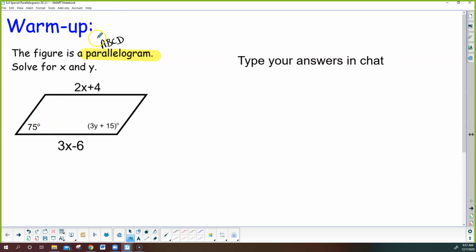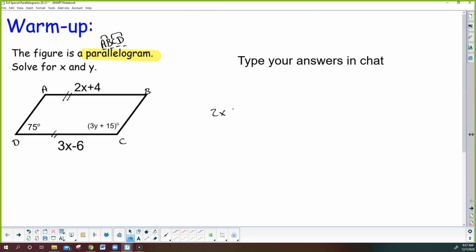Let's say that I told you you had parallelogram ABCD. If you have that, A, B, C, D, it has to go in order around. That's the way we label it, because this also helps us match sides, right? AB and CD, those are the sides across from one another. And in a parallelogram, we know that they're parallel, but they're also congruent.